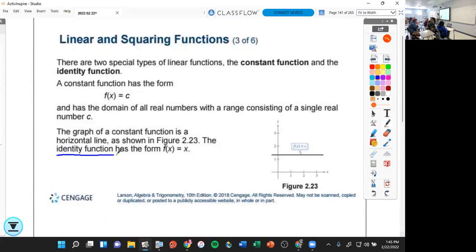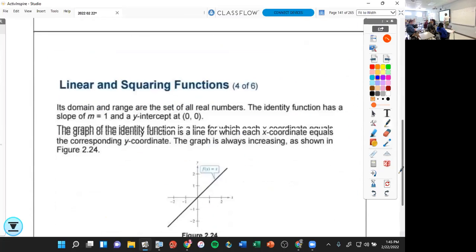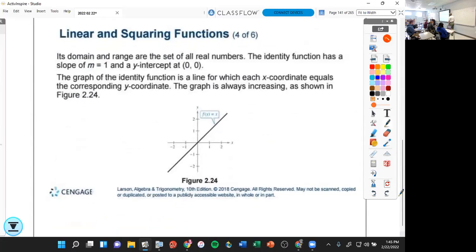The identity function is just y equals x. Identity function. You are your own identity, right? The way the identity function works is, okay, give me an x value. 4, y is 4. Give me an x value. Y is 5. See what's happening there? So the identity is whatever you put in is what you get out. That's the identity function. The domain and the range are all real numbers, the identity function has a slope of 1 and y-intercept of 0. So the graph of the identity function, folks, that is the parent function.